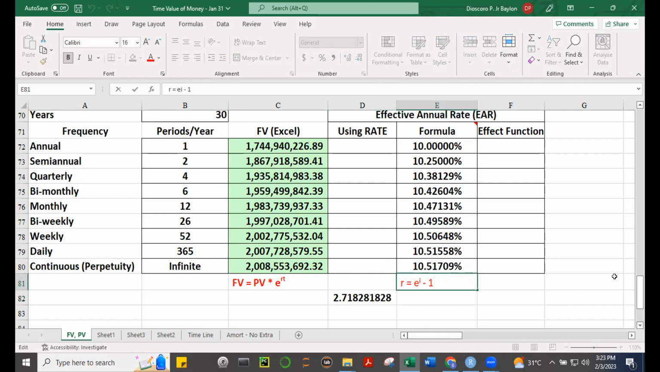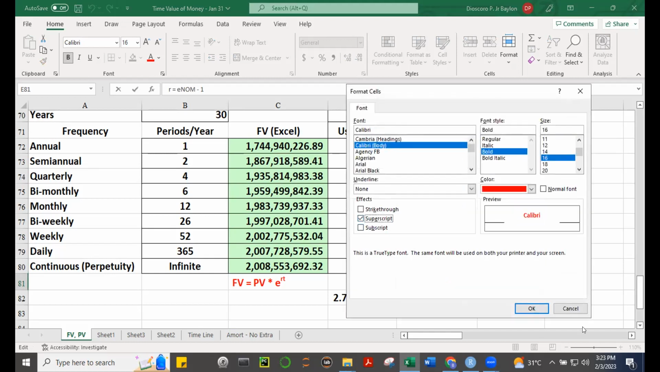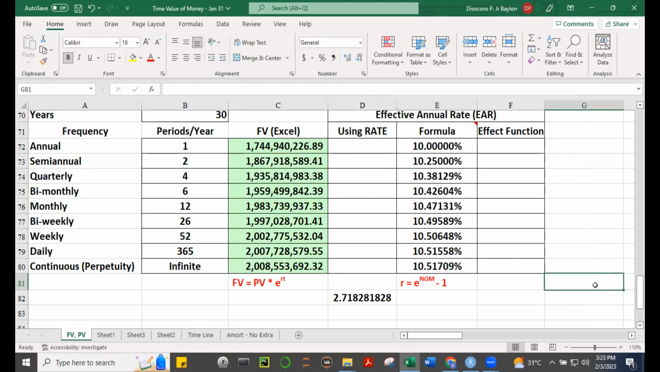Maybe I should change this. I should change the i here to the nominal rate. Okay, and to be more clear right here, e to the nominal, e to the nominal minus 1. Okay, good. Good question. Thank you so much for the question.